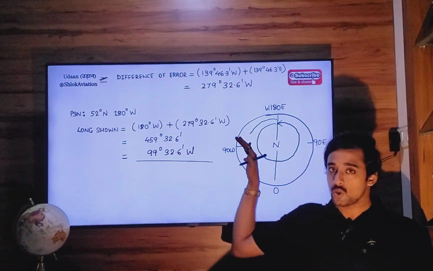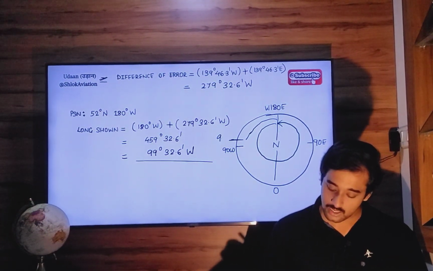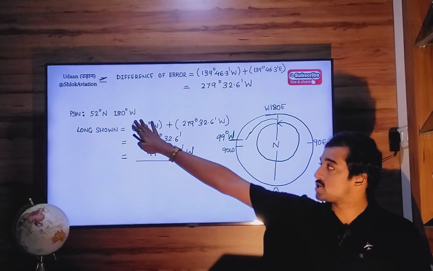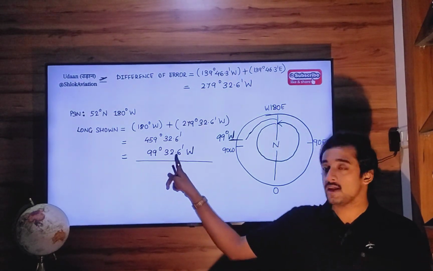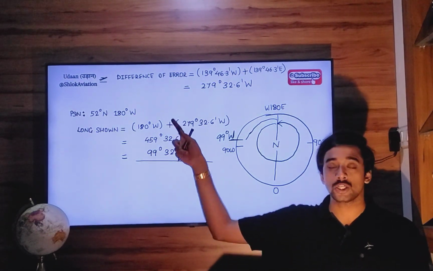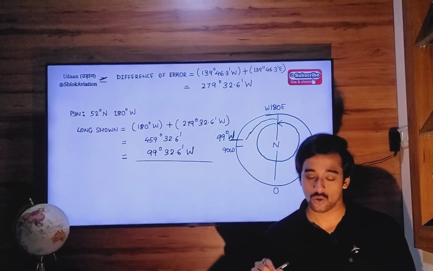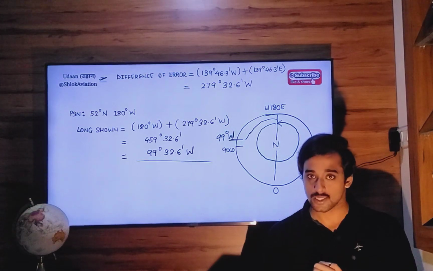This side is the western hemisphere. So somewhere here, your position will be here, 99 degrees west. So when you pass this particular position, the longitude shown to you will be 99 degrees west. Instead of showing a longitude of 180 west, you will be wrongly or erroneously shown a longitude of 99 degrees 32.6 minutes west.